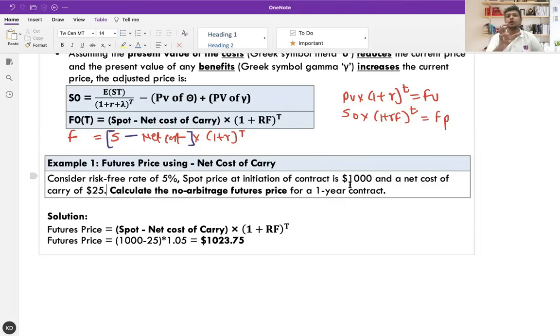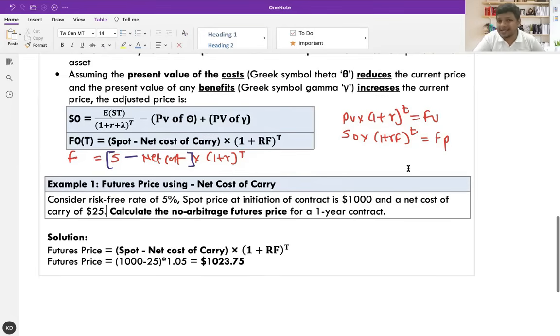So what is the equation here? If you notice, it's the spot price minus the net cost of carry. And as I said, the difference between the spot and future is due to the time value of money. So you compound it for the, let's say, 3 years, 1 year, or whatever the maturity is. Is that clear?